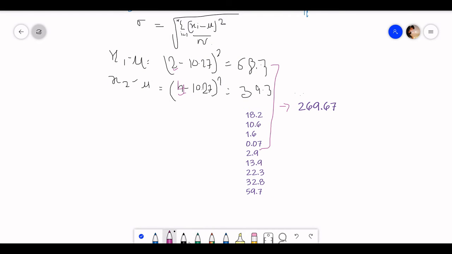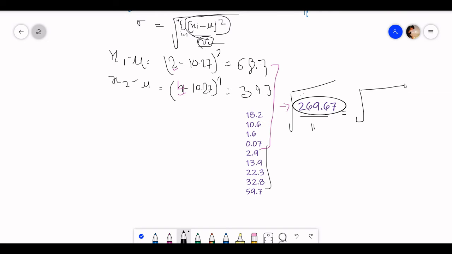Now we have to divide this by the number of observations, which is n. So we have this value equal to 269.67 and our n is equal to 11. We have the square root over here also. So now 269.67 upon 11 will be equal to 24.5.